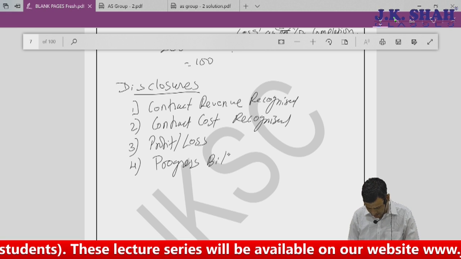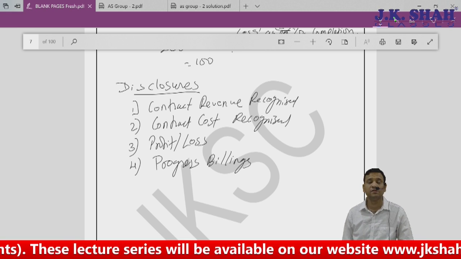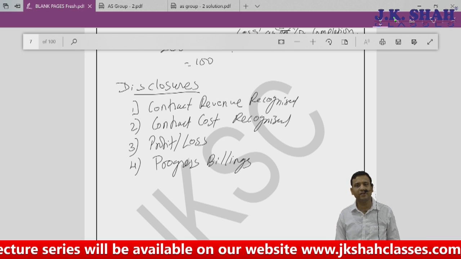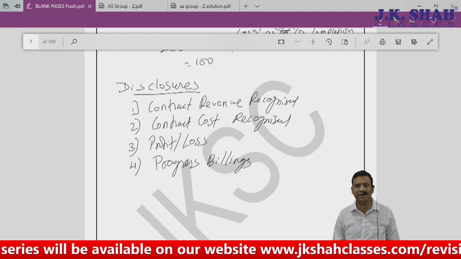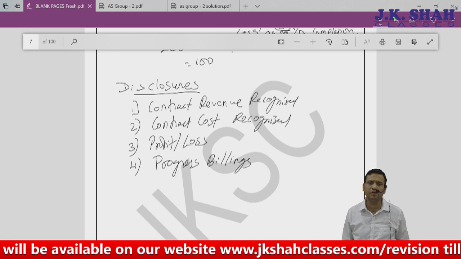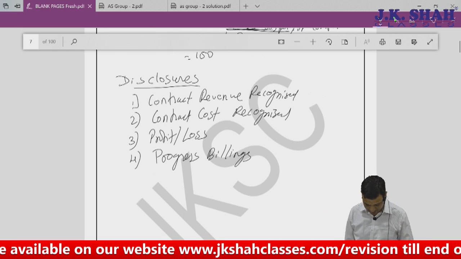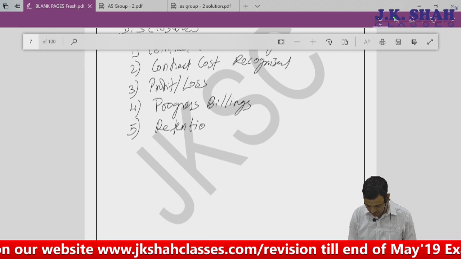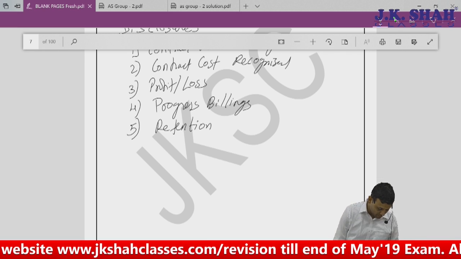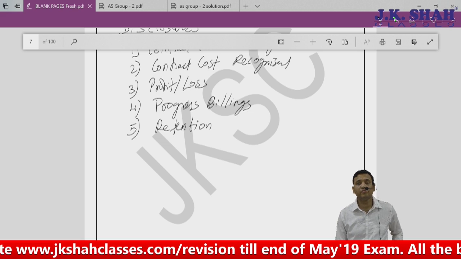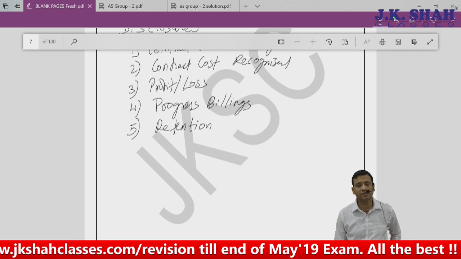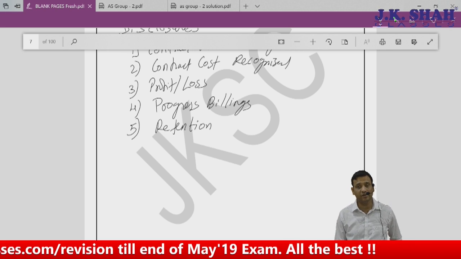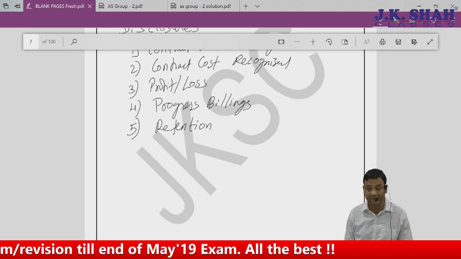Progress billings. What is progress billings? See, as the work is going on, we will not wait till 5 years are completed to get our money. As and when the work starts, we will start raising the bill on the customer. That is nothing but progress billings. Retention. Of course, the contractee will not pay me the full amount. The contractee will say, sir, I will keep some 10% now, so that I can verify whether the work is done as per standard or not. It is referred to as retentions.